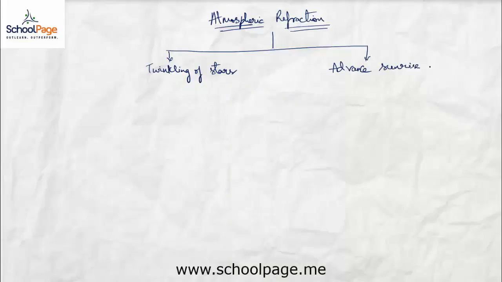Some of the optical phenomena in nature which occur due to atmospheric refraction are twinkling of stars, advance sunrise and delayed sunset.